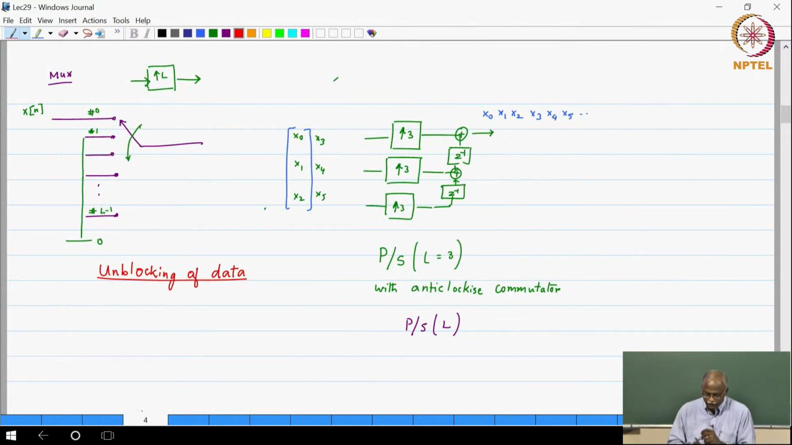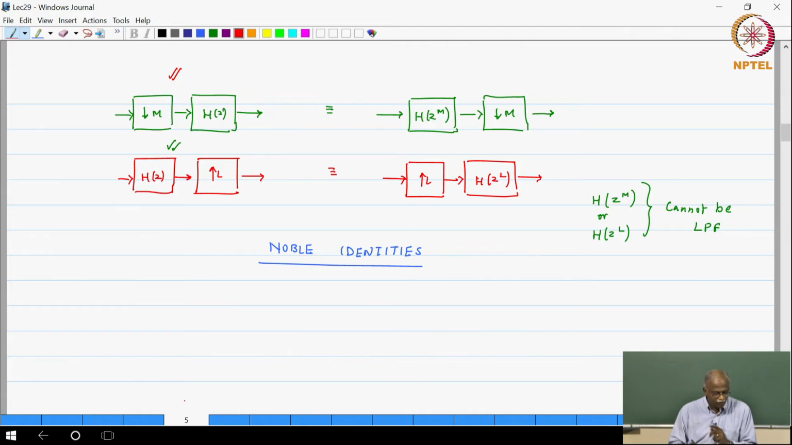All right. So, now if we move on to the next important result, that would be the noble identities. If you have downsampling, a filtering block which is H of z power M followed by a downsampling by a factor of M, then you can interchange the two, provided we replace H of z power M with H of z. Similarly, the upsampling also can be replaced, and the ones on the left hand side are the more efficient implementation.